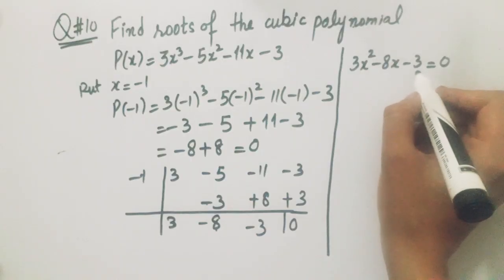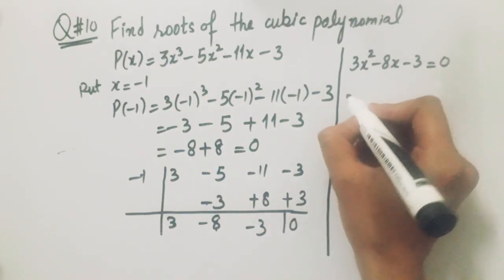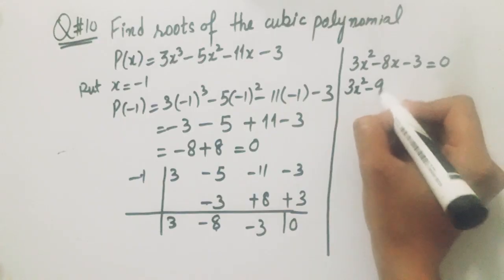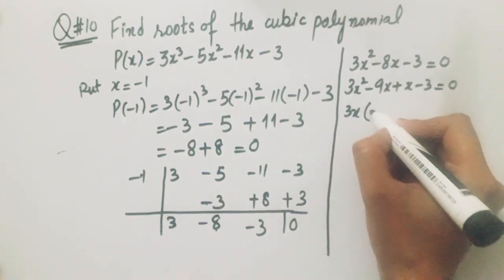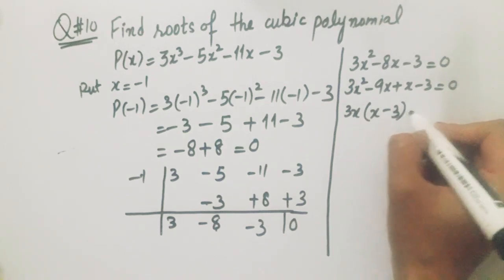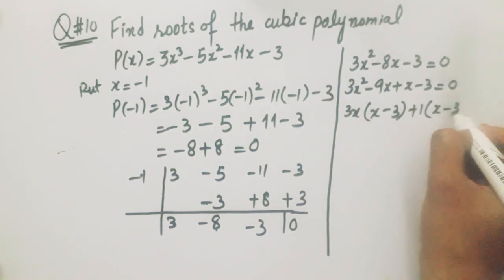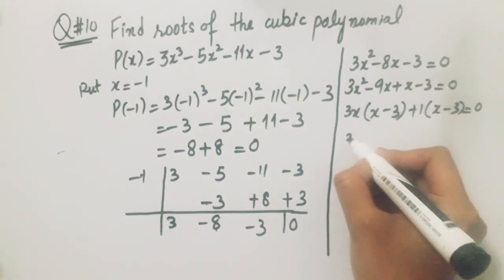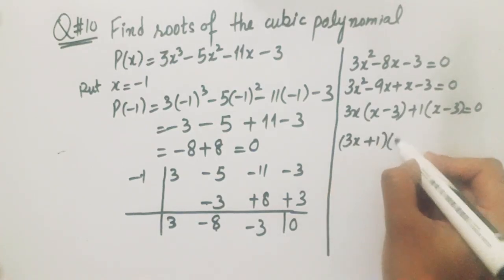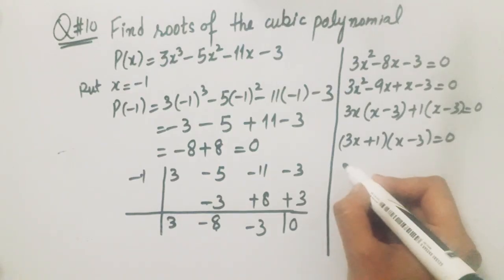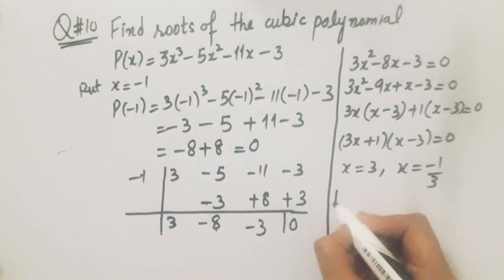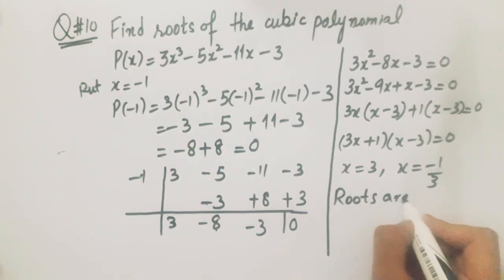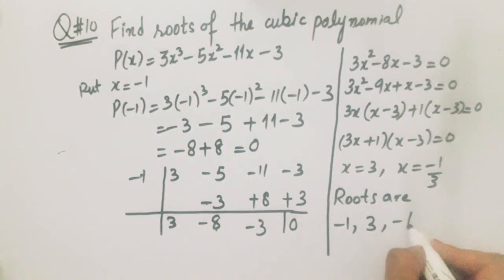Now we will find the roots of 9 such that when they are subtracted give 8. So 3x square minus 9x plus x minus 3 is equal to 0. Take 3x as common, remaining is x minus 3, and plus 1 is common, remaining is x minus 3. So the roots are 3x plus 1 and x minus 3, both equal to 0. So x is equal to 3 or x is equal to -1/3. So the roots are -1, 3 and -1/3. So this is the answer of this question.